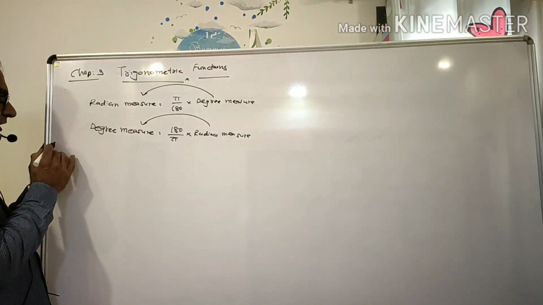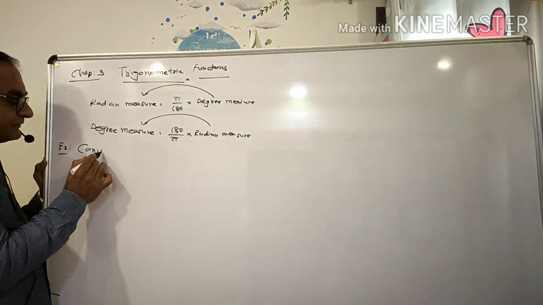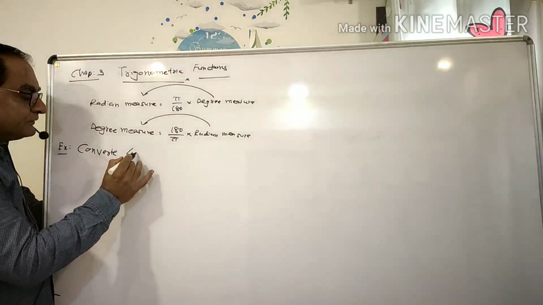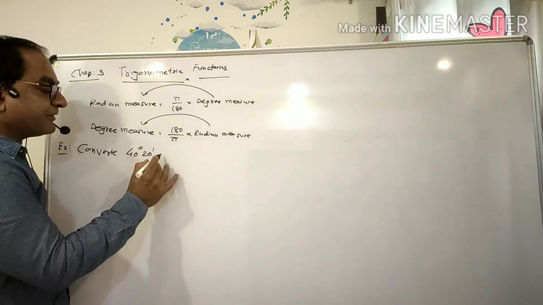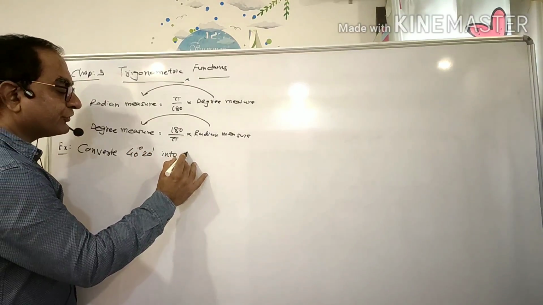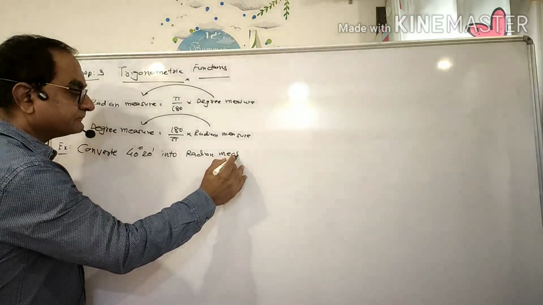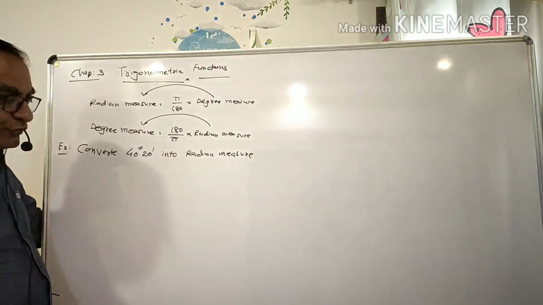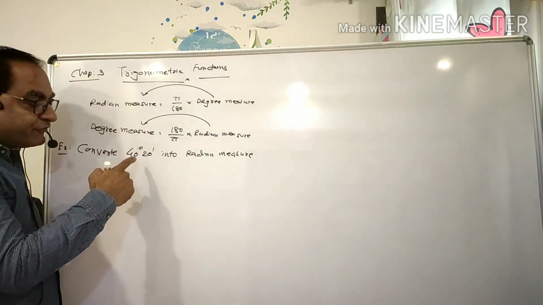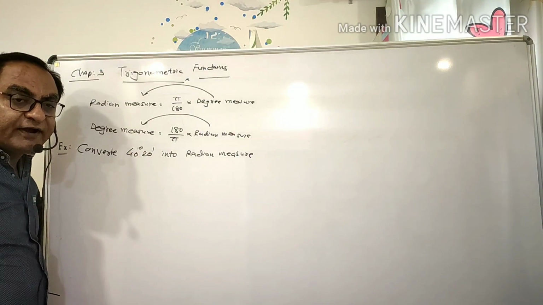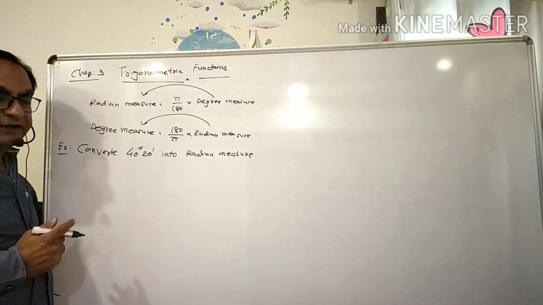I am writing down the example today. Convert 40 degree 20 minutes into radian. That we will see today. Here the angle is 40 degree 20 minutes. Not only degree, but we have added minutes to this angle. We will see how we can convert it.